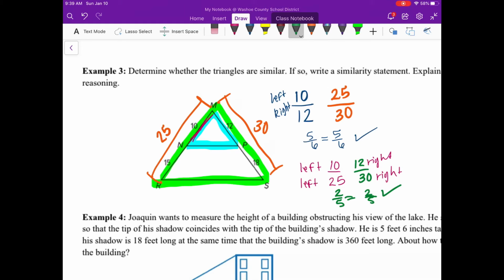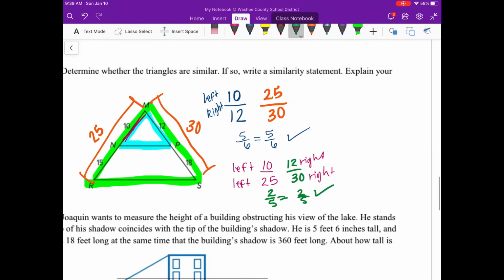You just have to keep it consistent on which two sides of the triangle you're comparing, okay? Whether it's left over right or left over left, right over right. Either way, if they reduce to the same thing, then you can assume these are similar.